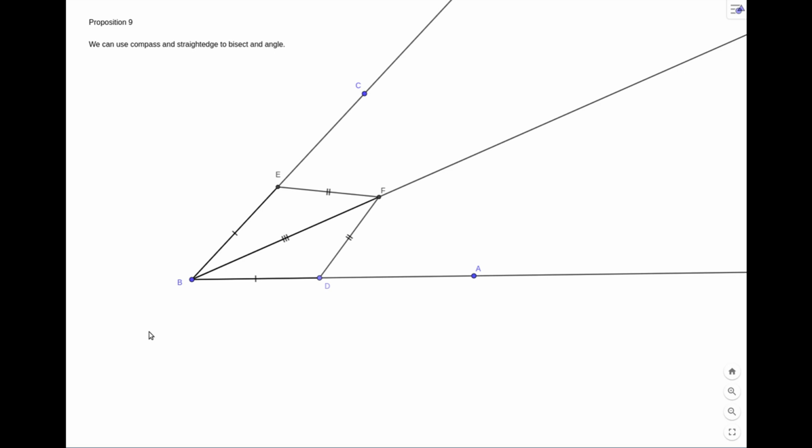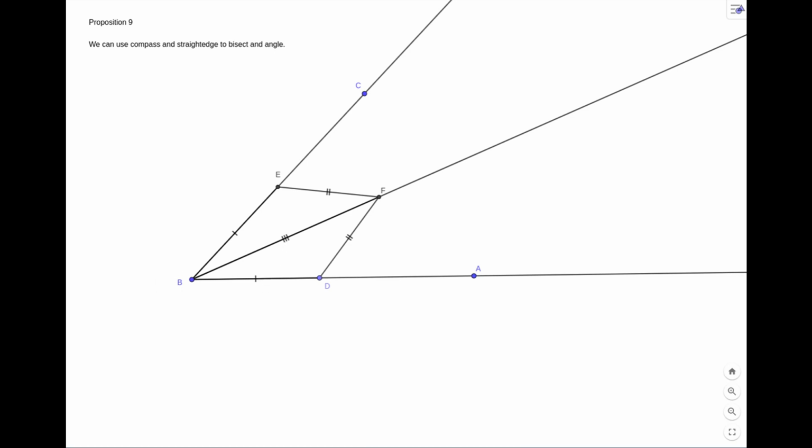And what this gives us is two triangles where we have a congruence between all three sides. And so by our proposition 8, our triangles BEF and BDF are going to be congruent by side-side-side congruence. And so as our final step, because these triangles are going to be congruent, it means in particular that our angle between sides 1 and 3 in both triangles will also be congruent.